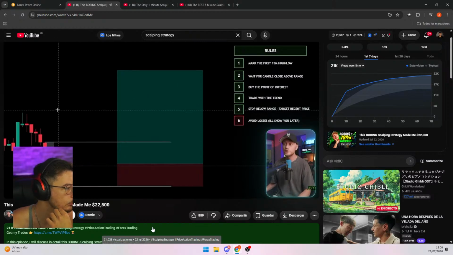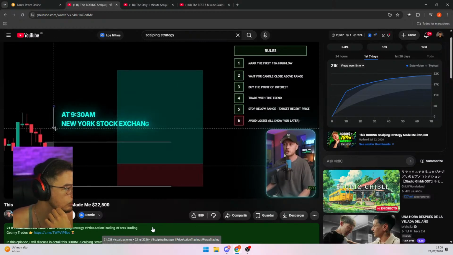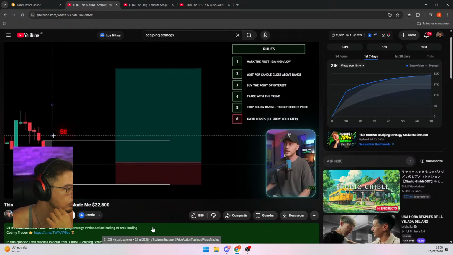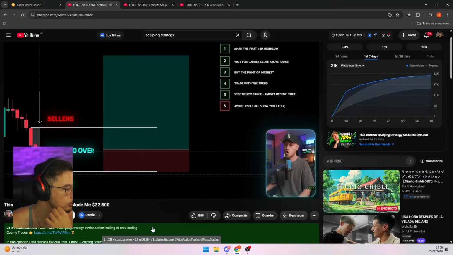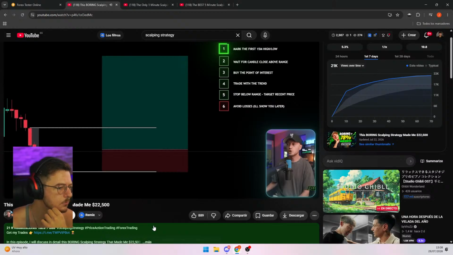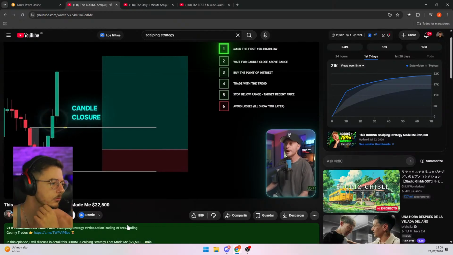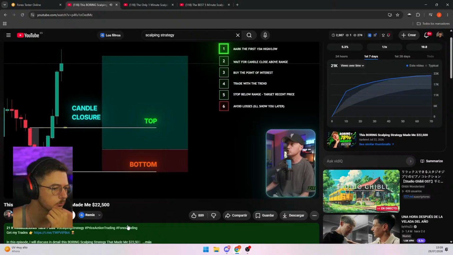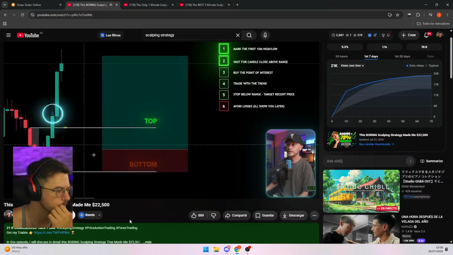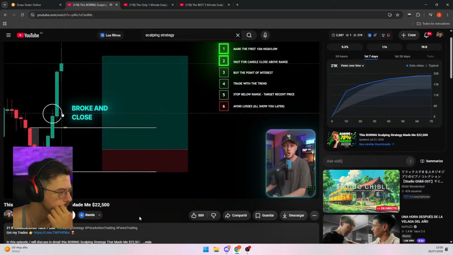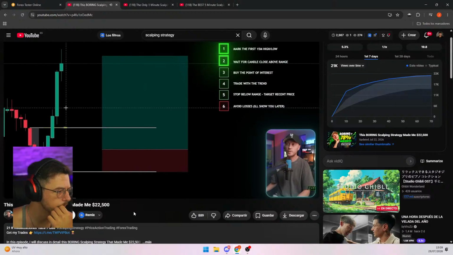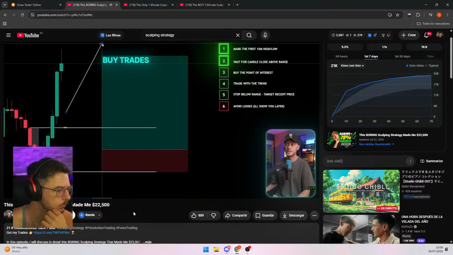This is an important range because at 9:30 at the New York Stock Exchange Open, we have the sellers and the buyers fighting over the direction of the market for this session. So what I'm always looking to see is a candle closure out the bottom or outside the top of the range, which is exactly what we're getting right here. That candle broke and closed, which is my first indication that I'm going to be looking for buy trades today.